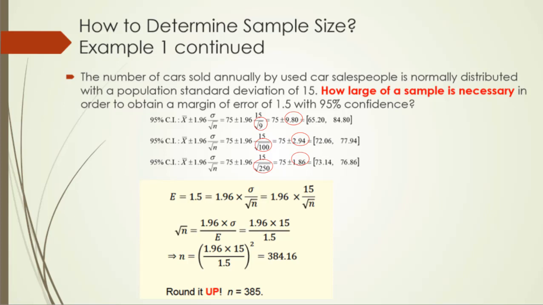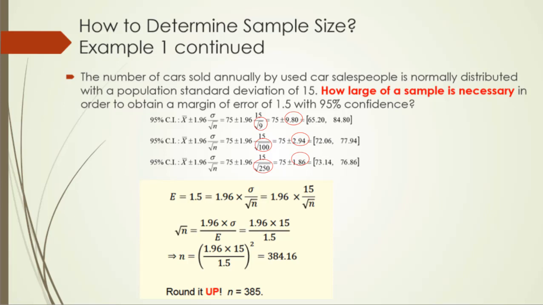To solve this problem, we can use the expression for MOE. On the left-hand side of the equation is MOE, that is equal to 1.5, that is given in the question. On the right-hand side of the equation, it is z-multiplier multiplied by population standard deviation and divided by square root of sample size. That would be 1.96 times 15 and divided by square root of n. Now we want to solve for n. With some cross multiplication, n is found to be 384.16.